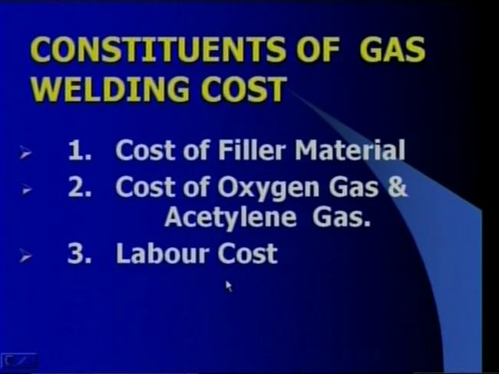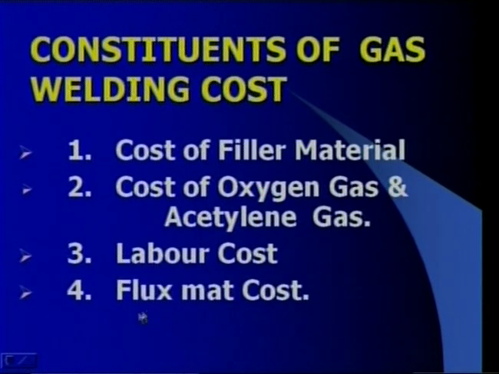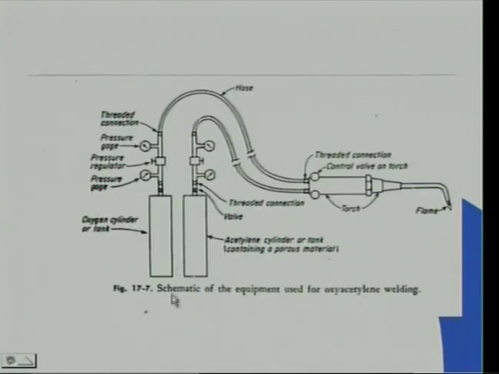Next, labor cost. Whatever cost we incur for the workers comes under labor cost. Next, flux material cost. We already know that certain flux material is also required, and the cost incurred for the flux material comes under flux material cost. The same gas welding setup we can see with the help of this small line sketch. Here we are going to see the oxygen cylinder in which we are going to store the oxygen gas.